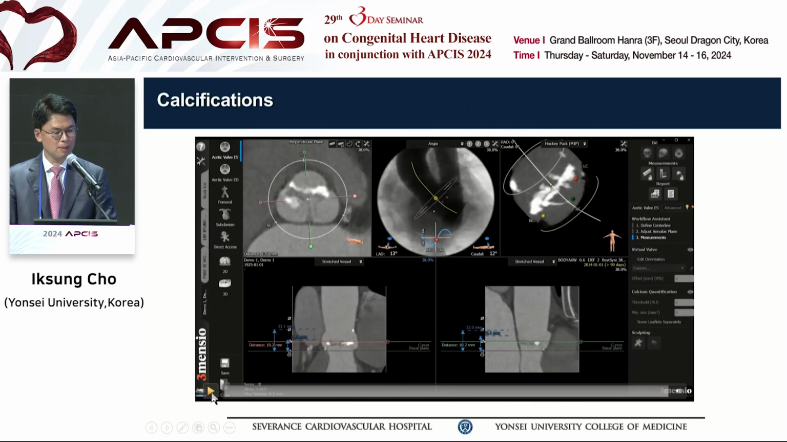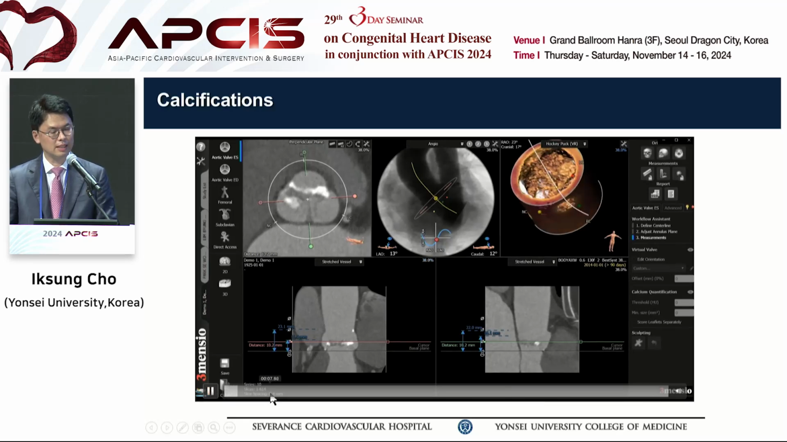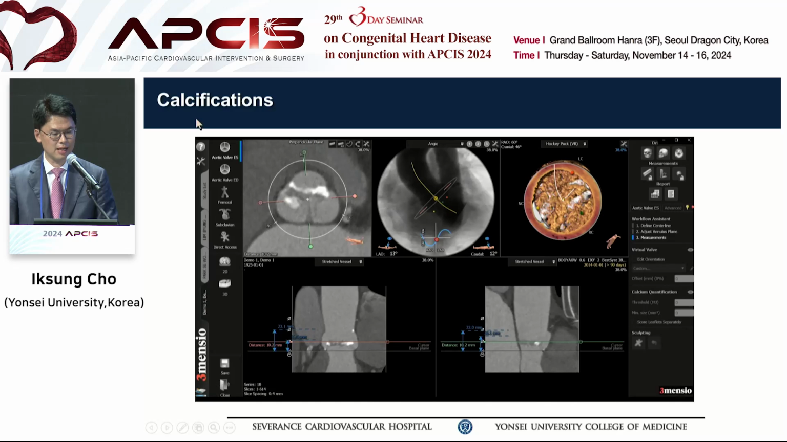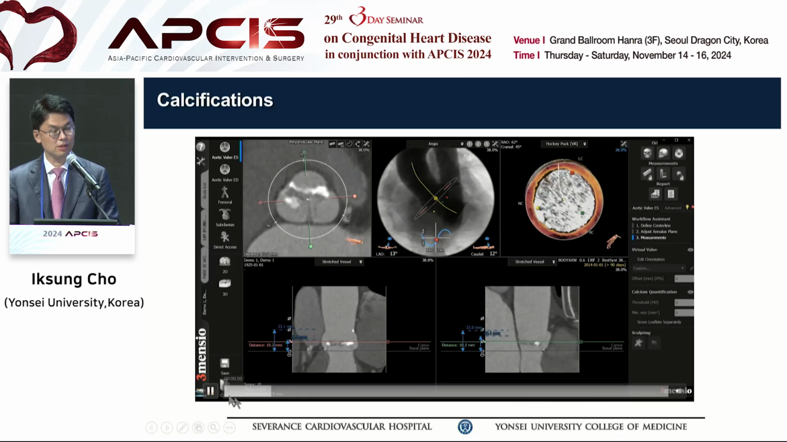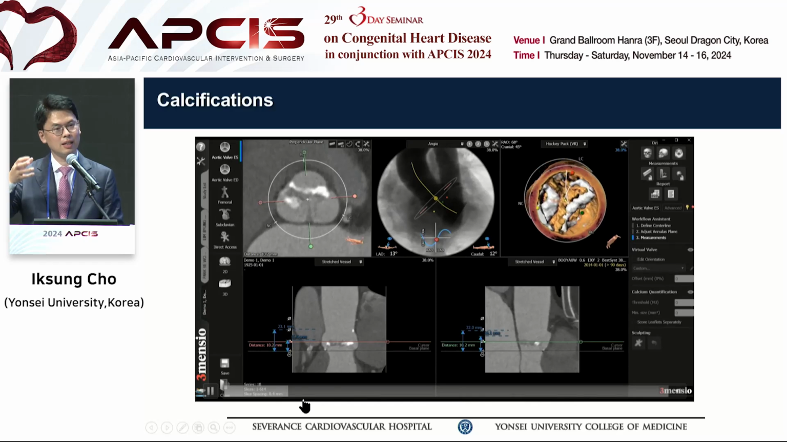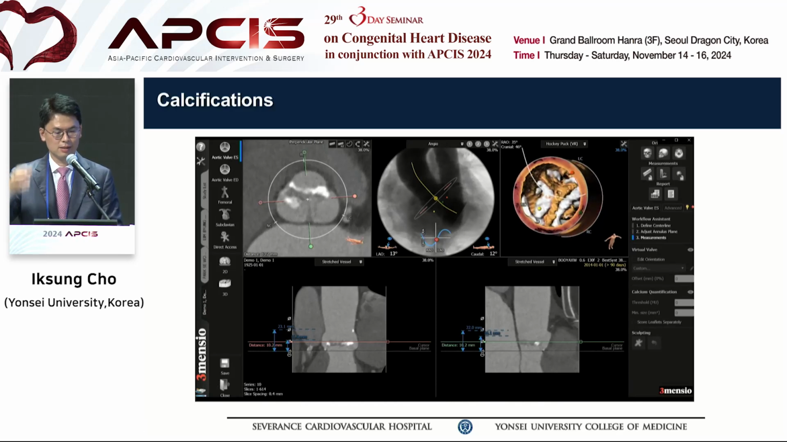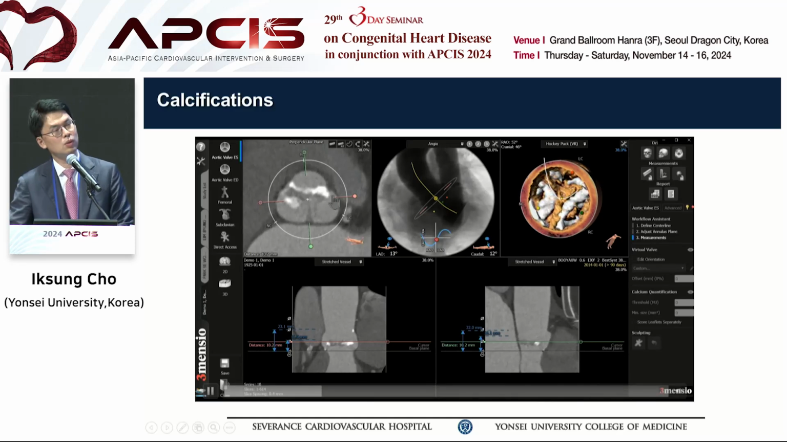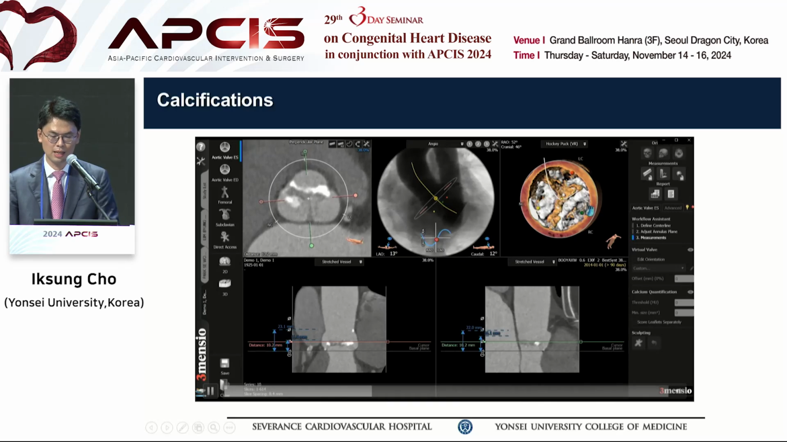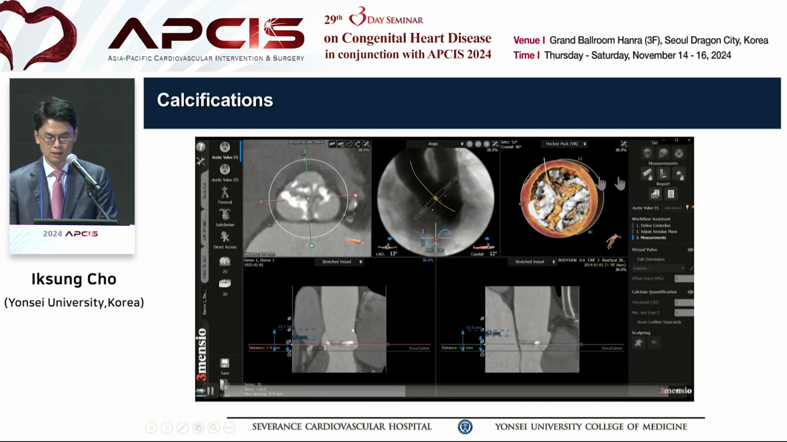Also, the most important thing for the TAVR measurement in the aortic annulus and aortic valve is calcification. Calcification is actually the structure that makes TAVR possible because it can be the anchor site for the valve, but most of the TAVR complications also originate from calcification. Usually, leaflet calcification is related to coronary obstruction, and annular calcification could be related to annular rupture risk or conduction abnormality.